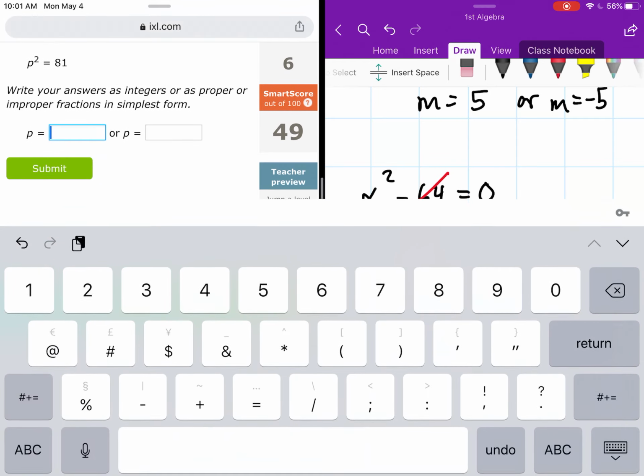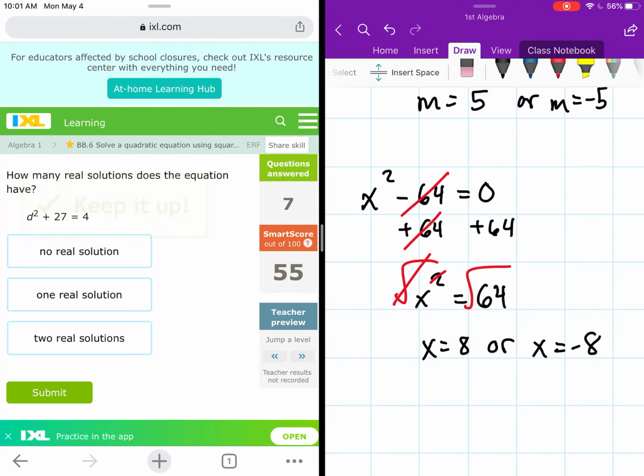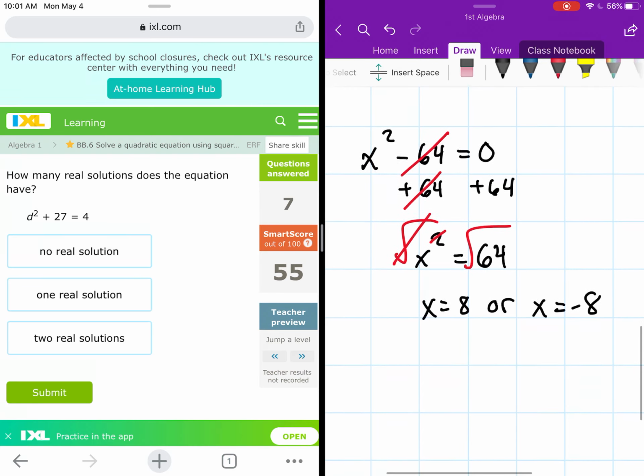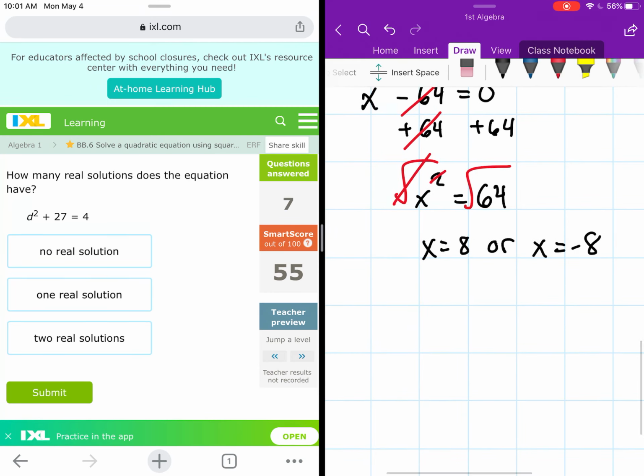Square root of 81, we did this a while ago. It could be positive 9 or negative 9. Okay. Now for this one, this question, what we are going to do, real solutions means that you have to have a positive or a 0 inside of your square root. If you ever end up with something like this, square root of a negative number, then you do not have real solutions, and you would say none or no real solutions.